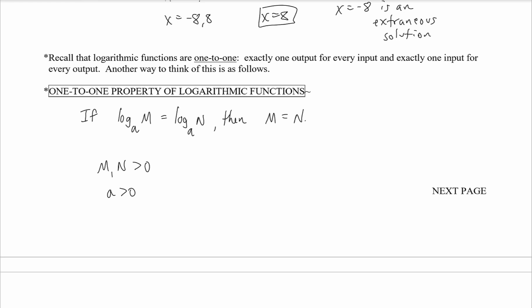So if two logs of the same base are equal, the only way they could be equal is if their arguments are equal. I mean, that's it. There's no other explanation. So, for example, if I've got log base 6 of 10 equals log base 6 of x, there's one and only one number that this could be. It's 10. That's it. It's the only option. Okay, so we're going to exploit that.